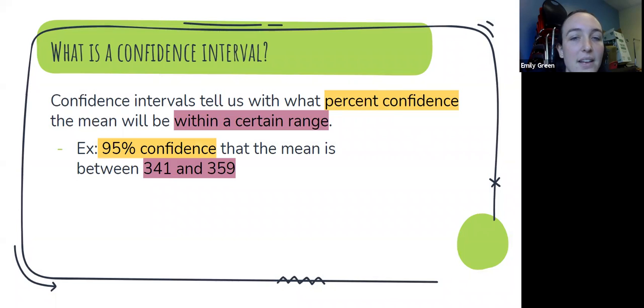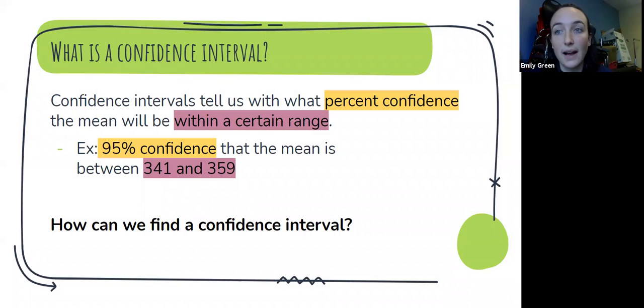So I've highlighted in the example here what parts relate to that definition. So we can have 95% confidence that a mean is between 341 and 359. So it just gives us some idea of where the mean might be, even if we can't find the actual mean because we aren't taking every single person out of the population and averaging them together. We're taking samples and using that to estimate. So let's look at some more details to this.